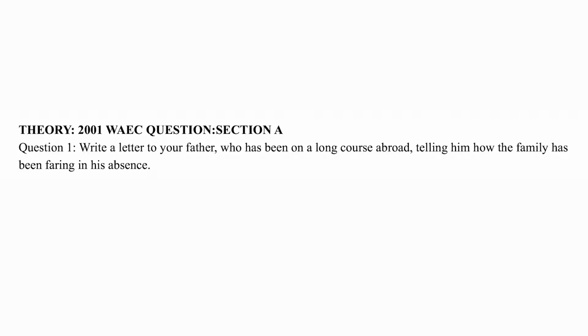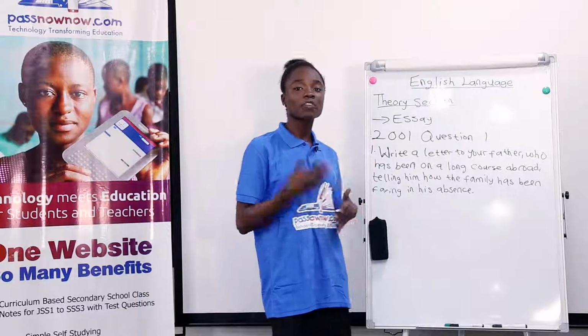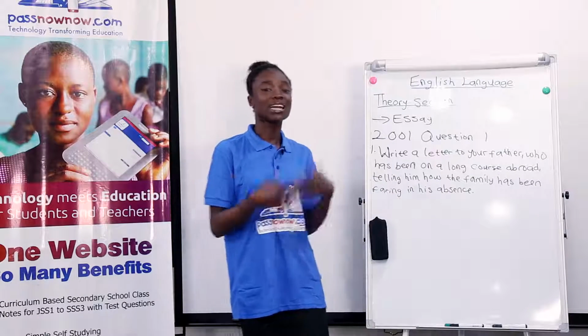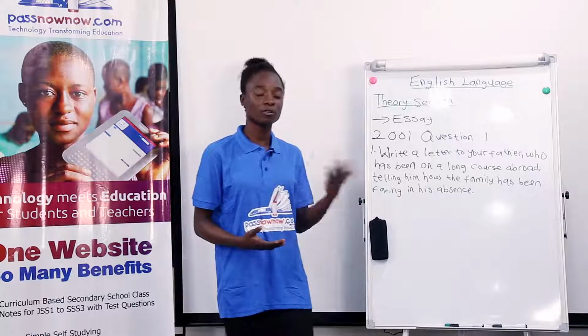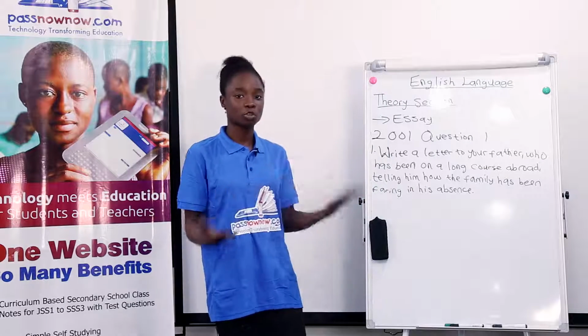This is one of the essay questions from 2001 and it's an informal letter. Write a letter to your father who has been on a long course abroad, telling him how the family has been faring in his absence. Now, in writing an informal letter, it is a casual kind of letter that we write to loved ones, friends, and people that are close to us, and it takes the following structure.